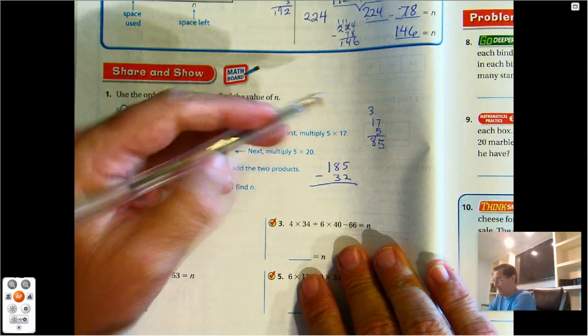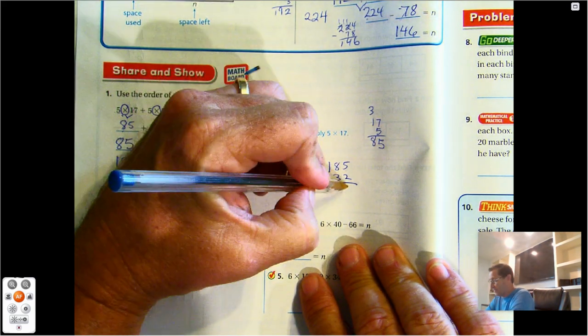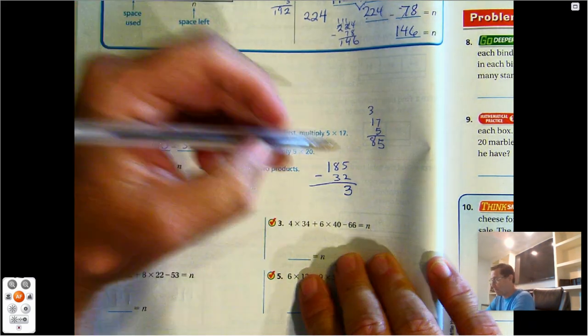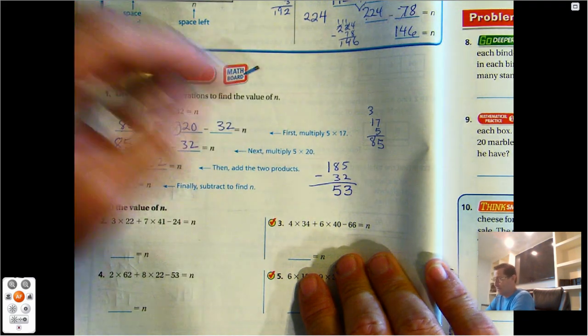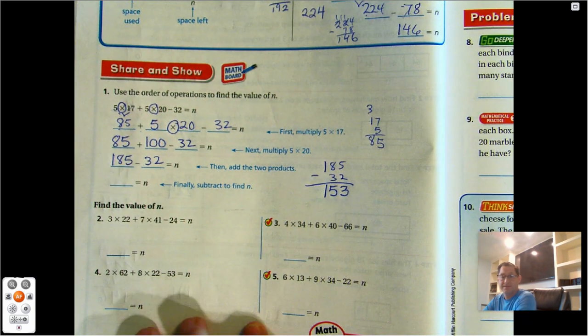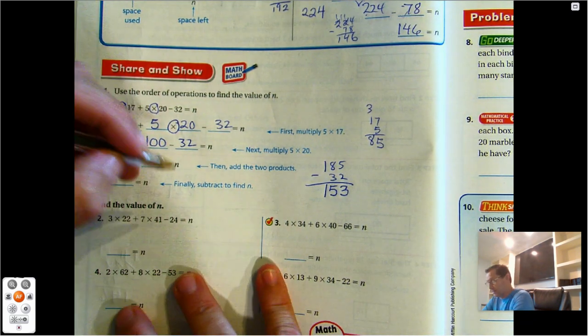5 ones, take away 2 ones is 3 ones. 8 tens, take away 3 tens, 5 tens. 100, take away nothing is 100. So n equals 153.